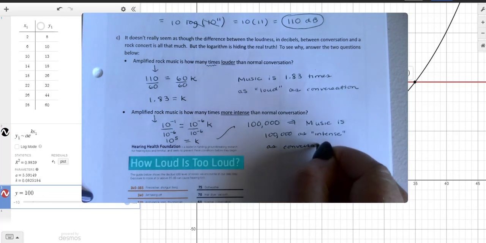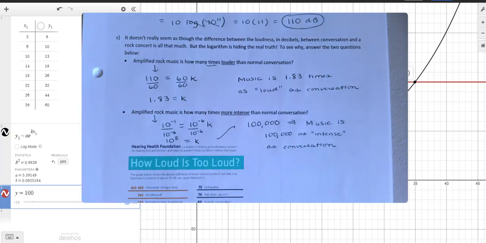In everyday life, we use the word loud differently than scientists use it. When we say loud, we probably really mean intense because we experience that amplified music as much, much louder than a conversational tone. But what we're really experiencing is the very high intensity of the sound of the music compared to the relatively lower intensity of the conversation.